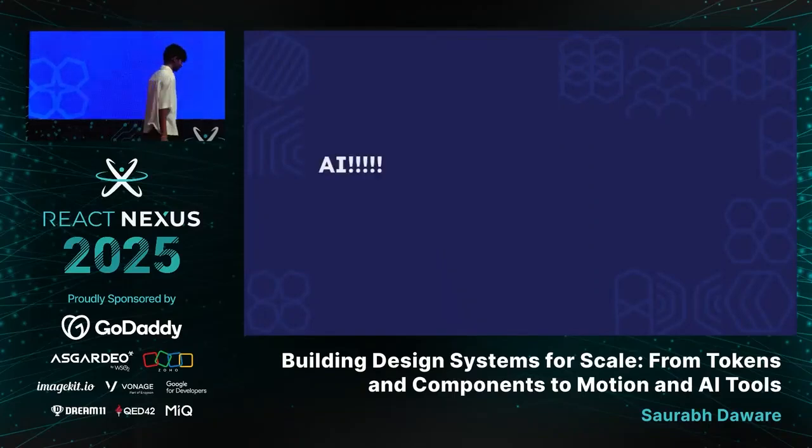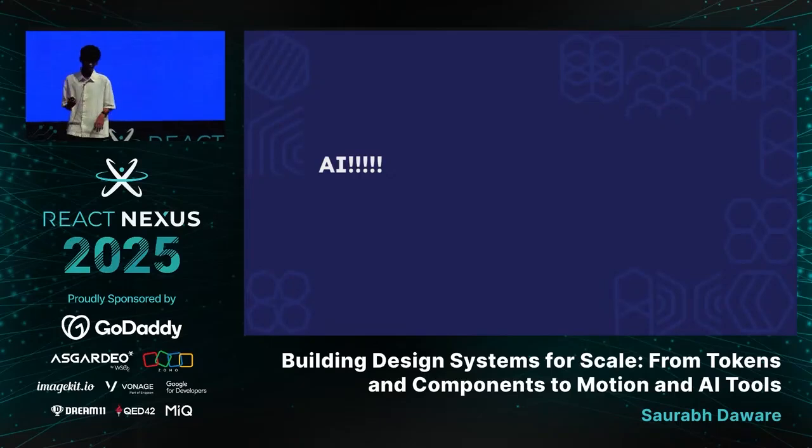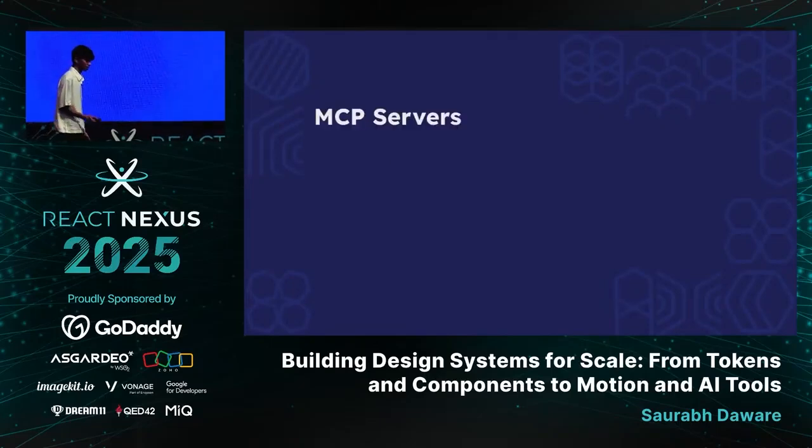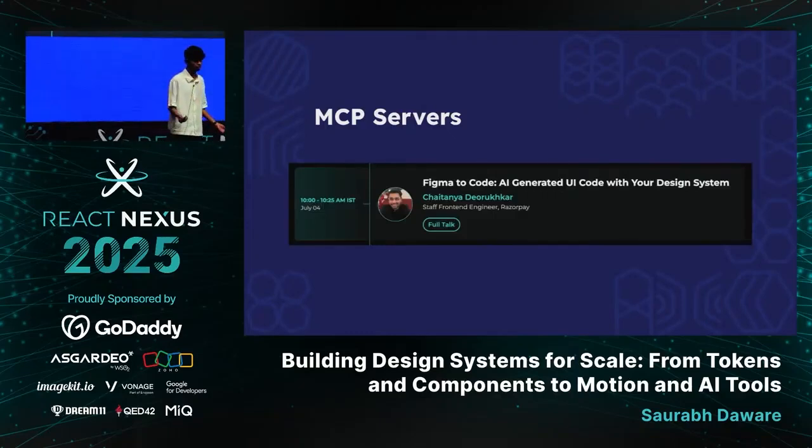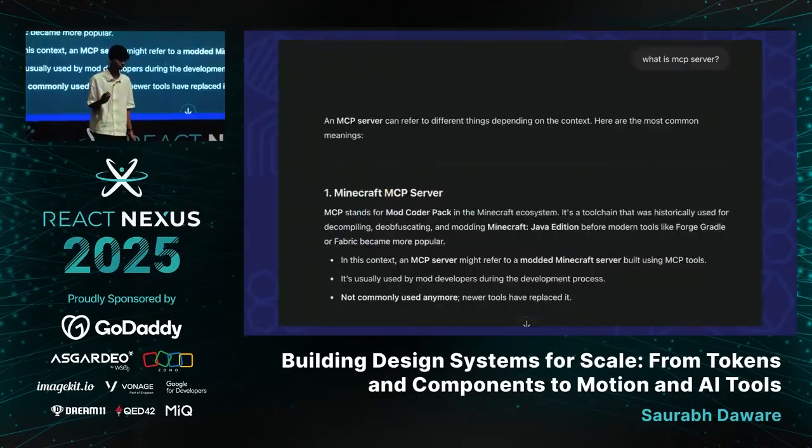Okay, yeah, that's it. So back to the topic, AI. AI helps us ship in 15 minutes. How does AI do that? There's something called MCP server. I think Chaitanya from my team talked about it yesterday. We have an MCP server that helps us give the context of the design system to different AI tools. But let's see what that even means.